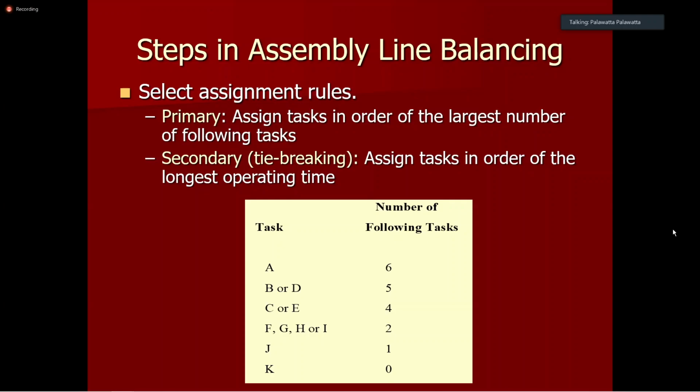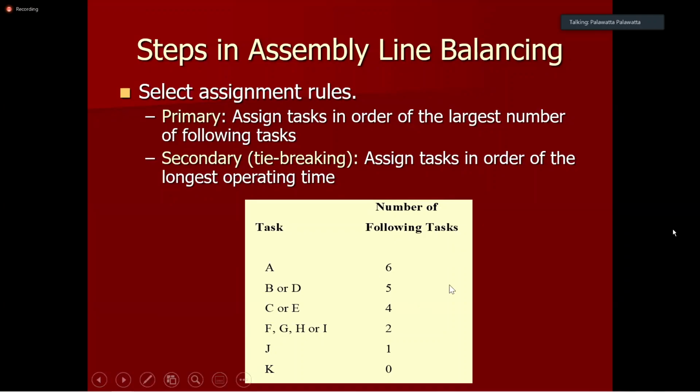So the second rule, when you complete the longer operation time task early, that means your job will be completed early.